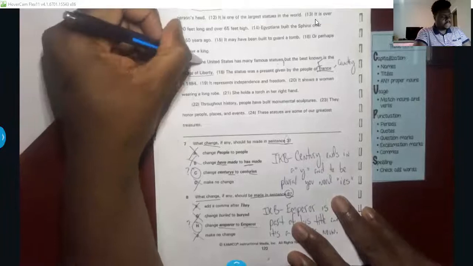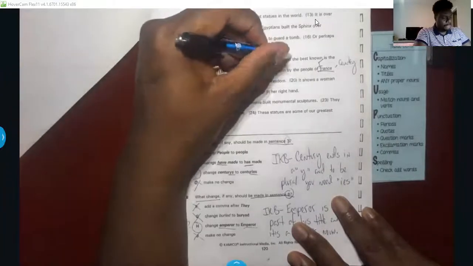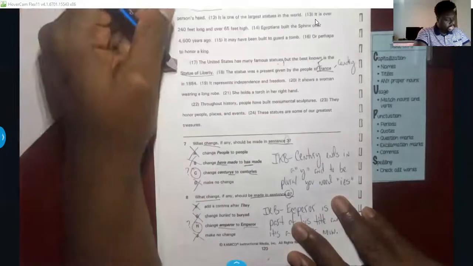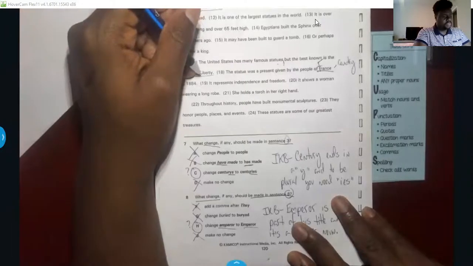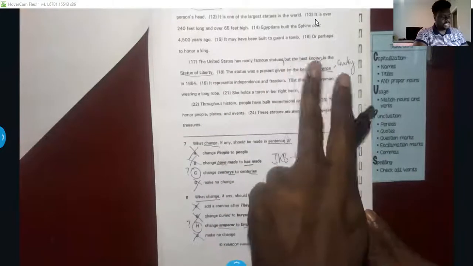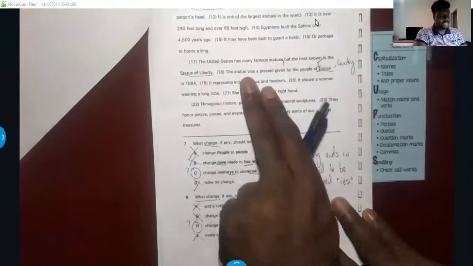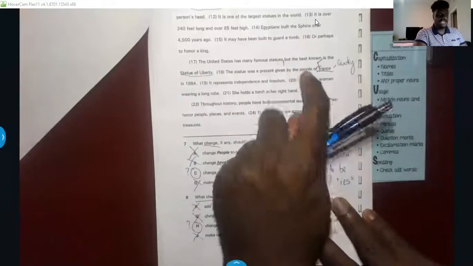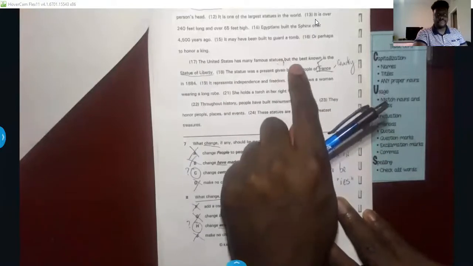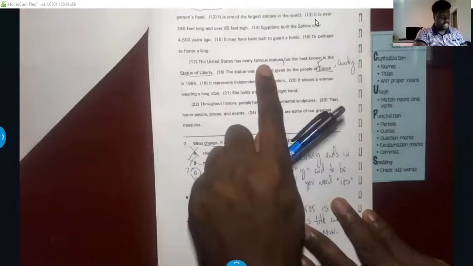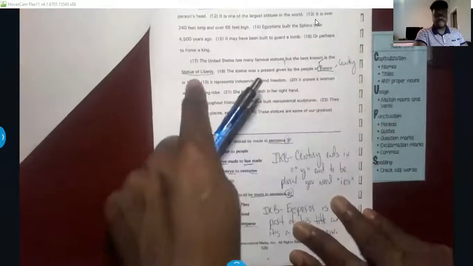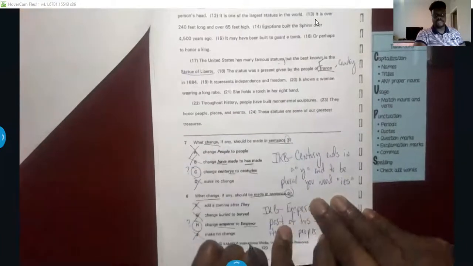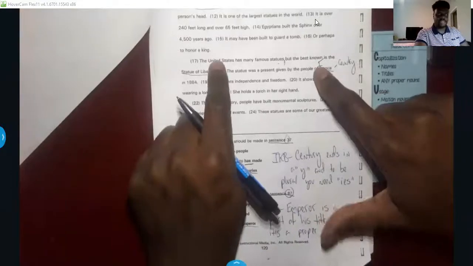Before but. The United States has many famous statues, comma, but the best known is the Statue of Liberty, okay? These are two different independent clauses. This could be a sentence, and the best known is the Statue of Liberty, that could be a sentence. When we're putting them together, we need to have a fanboy, and we always put a comma with our fanboy, right? It's saying there are many statues, however, or but, the Statue of Liberty is the best known one. Let's see if they're adding a comma in any of these answer choices, because we have these two independent clauses, meaning these two could be their own sentences, and we're combining them, right?